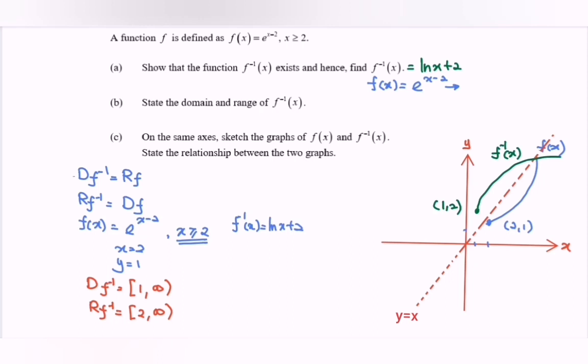Then on the same axis, sketch the graph. We have already sketched the graph. State the relationship between the two graphs. So we can say f inverse of x is the reflection graph for the f(x) about the line y = x. So that is the reflection axis.